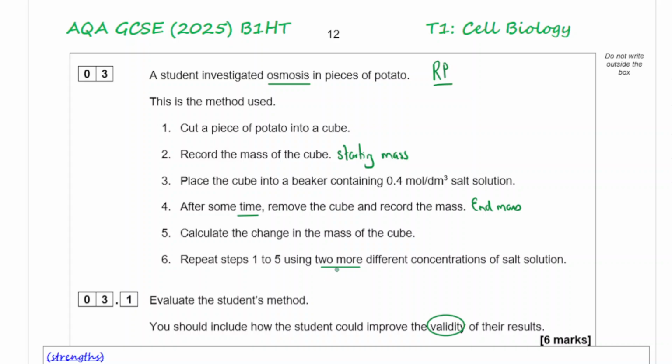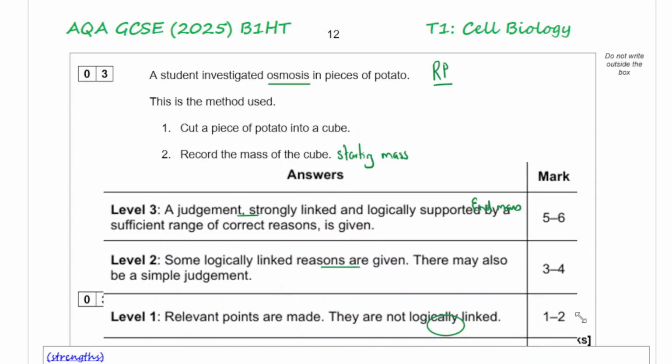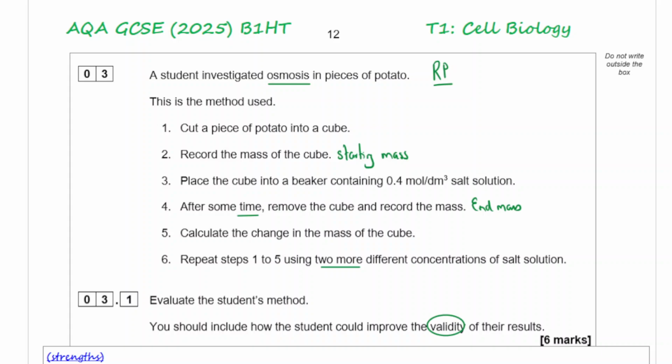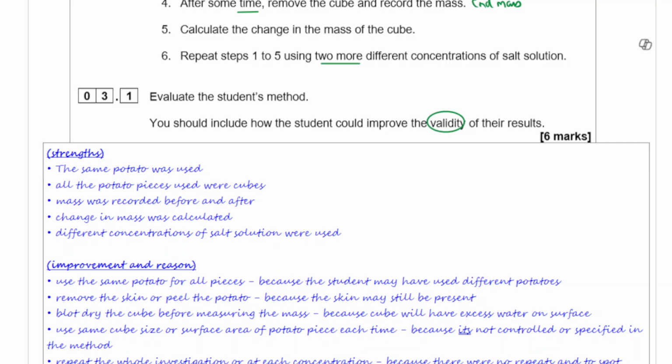So here's the answer. Now this answer is actually quite long. Looking at the marking scheme, this is what it is expecting students to get 5 to 6 marks. You need to have a strong judgment, strongly linked and logically supported by a significant range of correct reasons. So when they say significant reasons, they are looking for a lot. It doesn't mean that you have to write all of this.